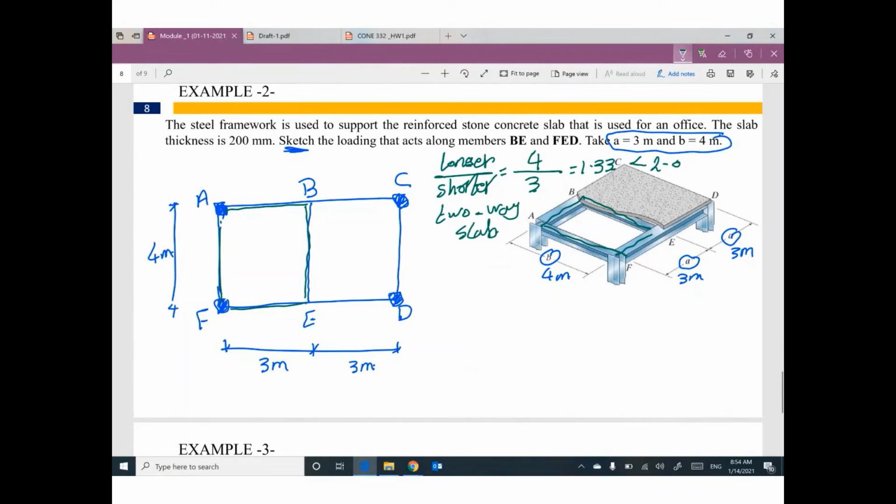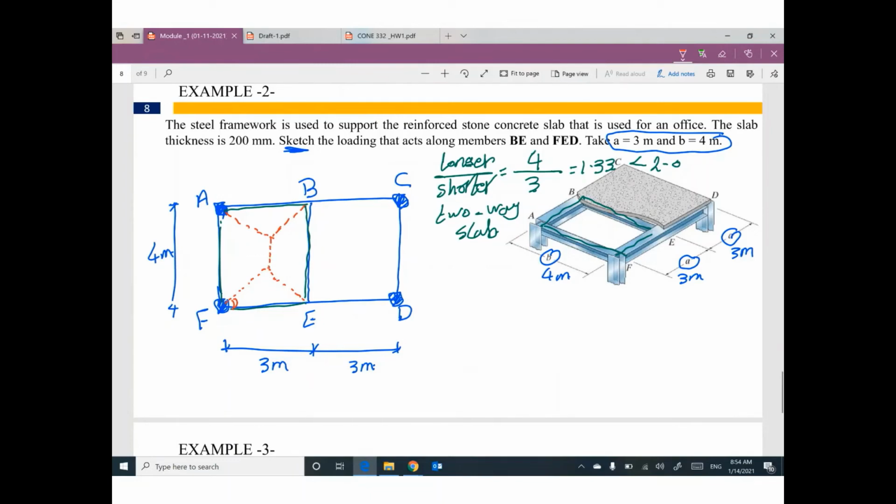So two-way slab means at this corner I would like to draw a line with angle 45 degree, another line with 45 degree, 45 degree, 45 degree. Please extend these lines to be intersected. If you extend these lines, you can form this envelope.